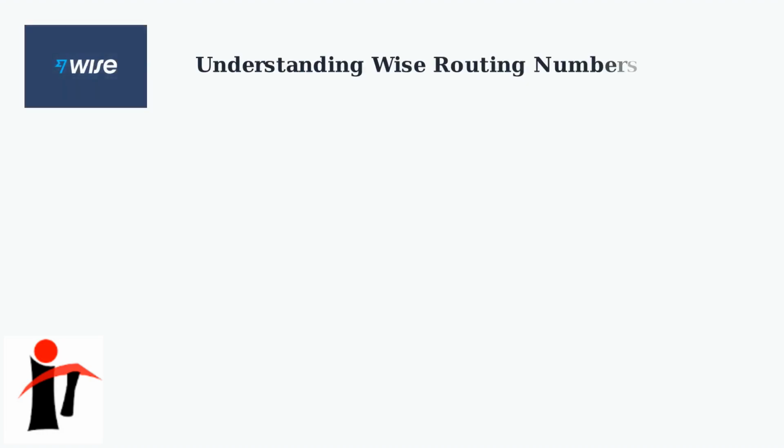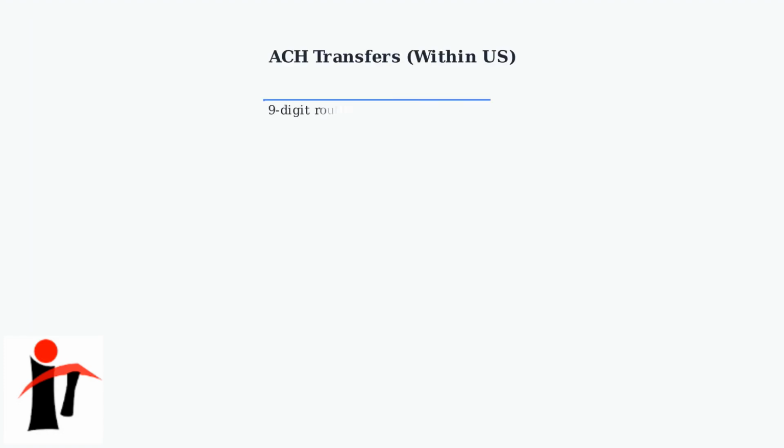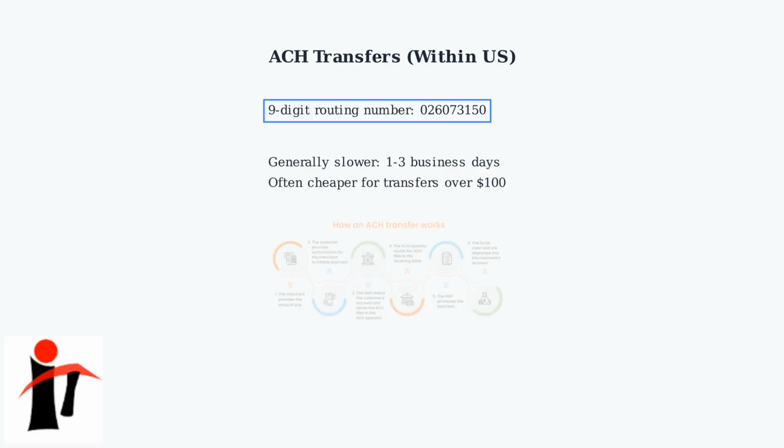Wise, formerly TransferWise, is a popular platform for international money transfers. To receive money via ACH, automated clearinghouse, you need the correct routing number. For ACH transfers within the US, Wise uses a 9-digit routing number, typically 026735150, but it's crucial to verify this within your Wise account as it can vary.